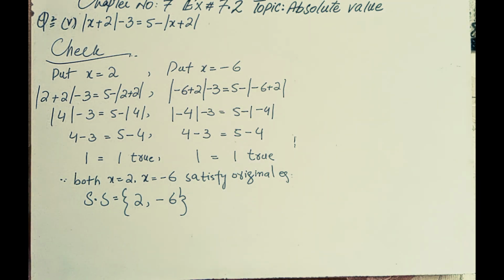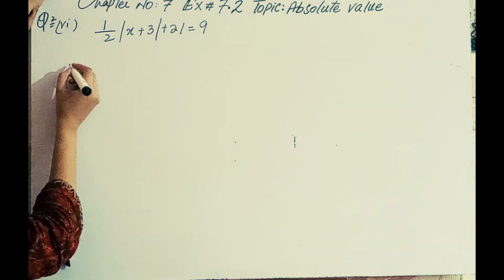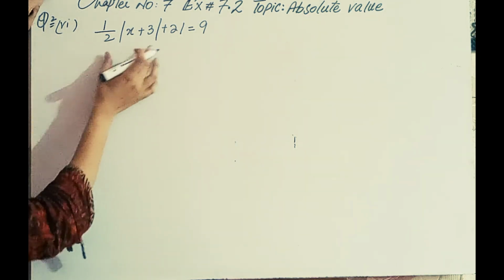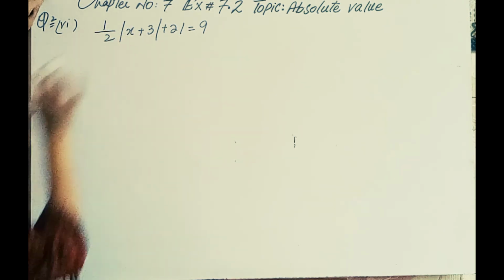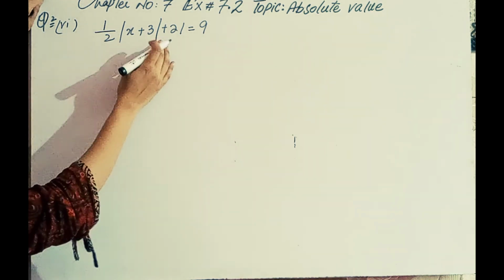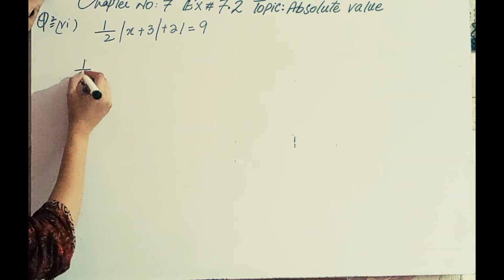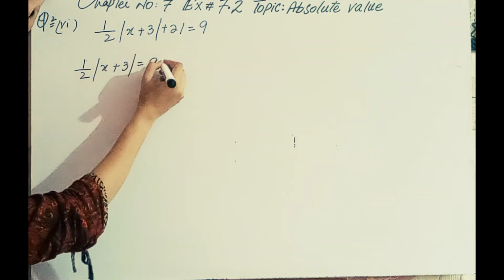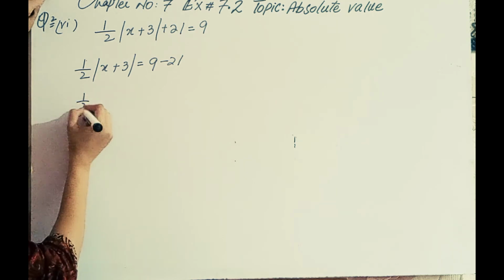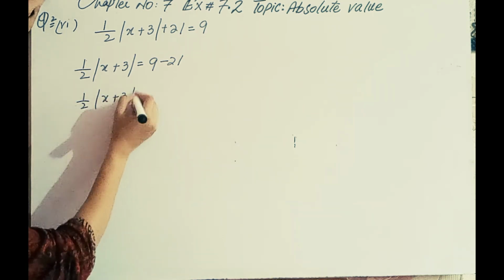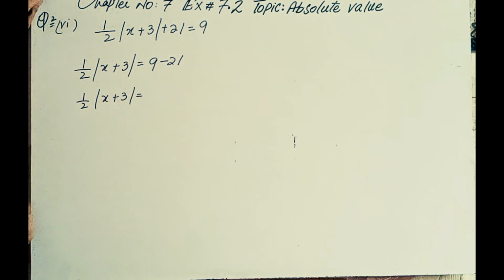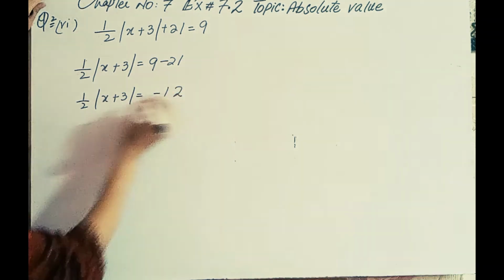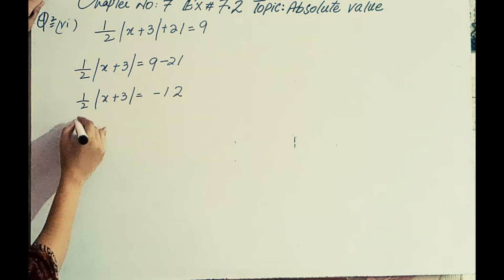Okay, now from the last two parts, one more part we will have to do, part number 6. Part number 6 is 1 by 2 with absolute here, plus 21 and 1 by 2 as well. So we'll have to remove both these. First plus 21 we will shift on the right side. 9 minus 21, that will give us minus 12. So 2 is divided here, on the other side this will be multiplied.